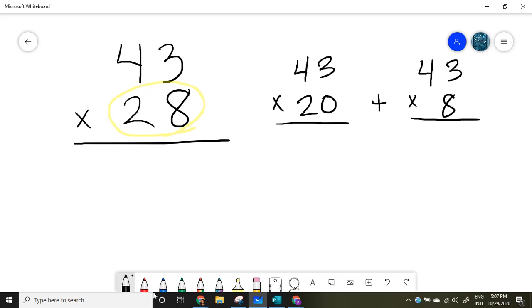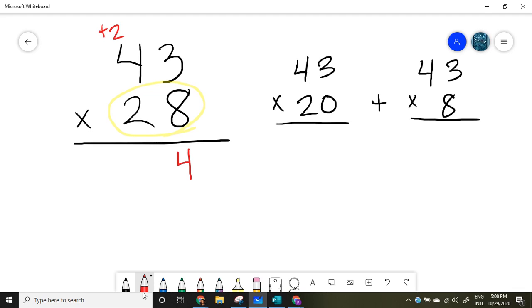43 times 28. Am I going to start with my 10s or my 1s? I'm going to start with my 1s. I have 8 in my 1s place. So am I going to start by multiplying 8 times 3 or 8 times 4? I will start by multiplying 8 times 3. What is 8 times 3? 8 times 3 is 24. So I will put my 4 in the ones place, and then I will carry over my 2 tens.